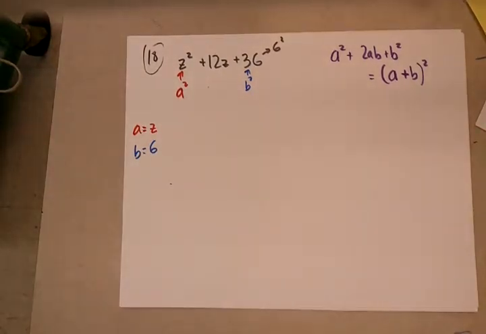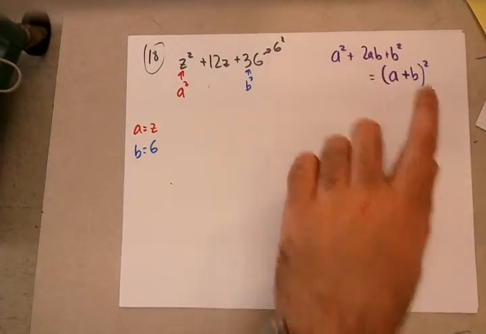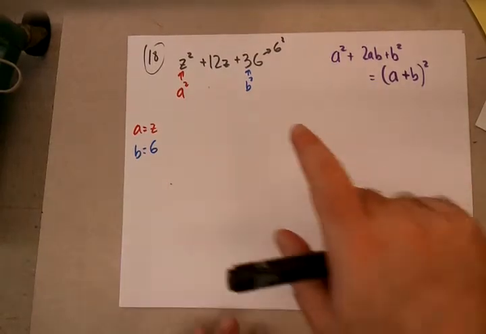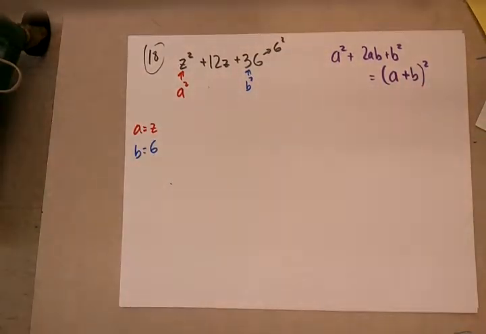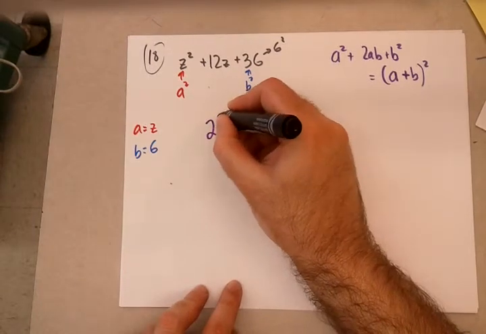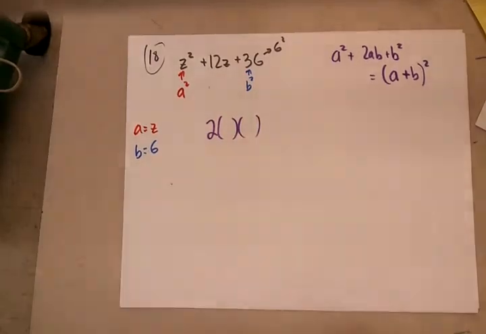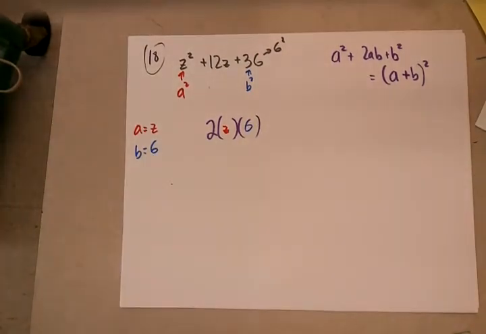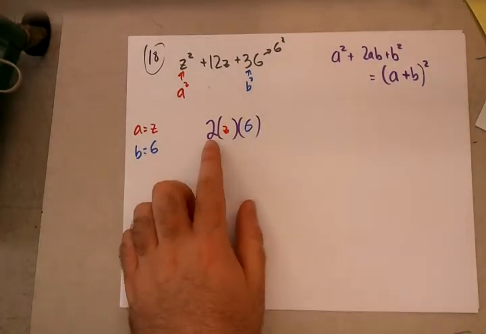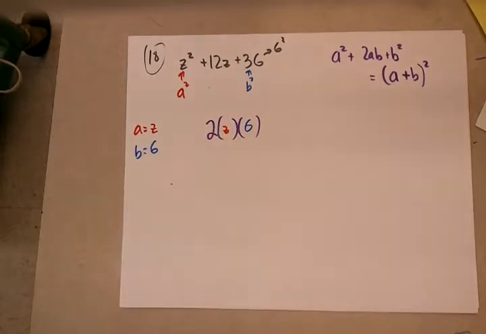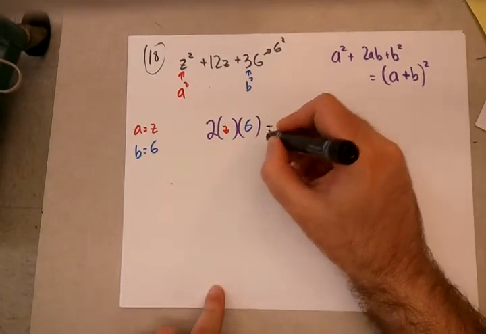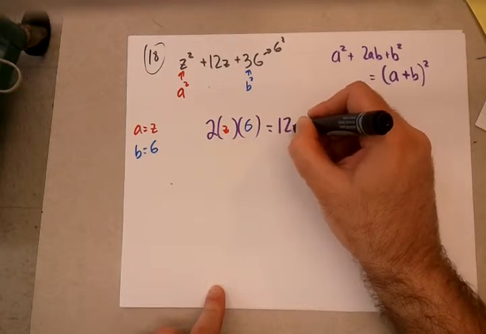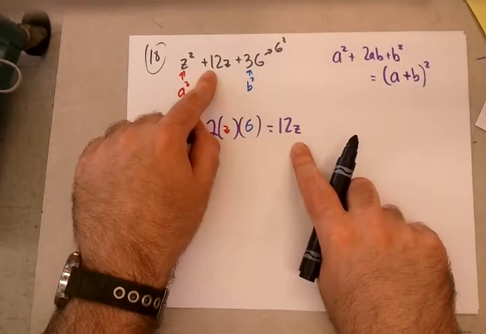Now the middle term is 2 times a times b. Well, let's see if we can get our middle term to line up with that form. So it's 2 times a times b, and we know our a and b. A is z and b is 6. This problem's really simple. You have 2 times z, 2z times 6, which ends up being 12z. This and this match, the signs match up.